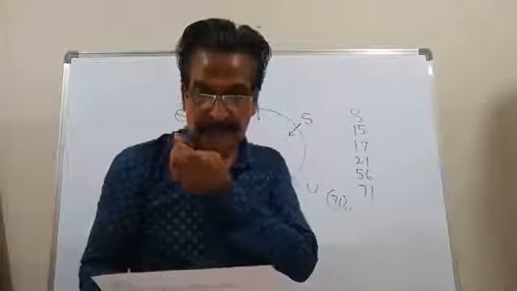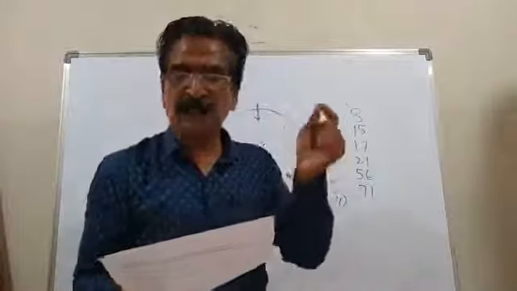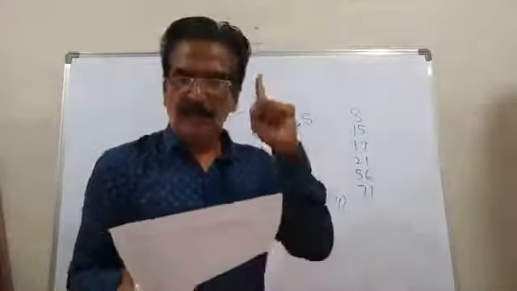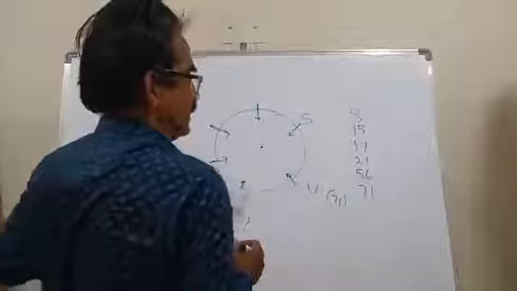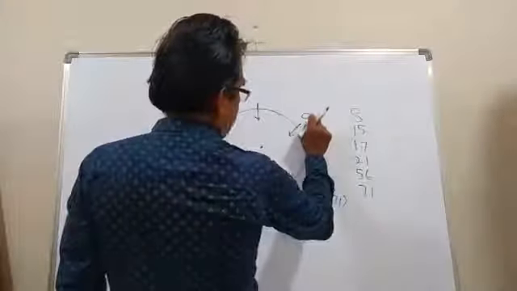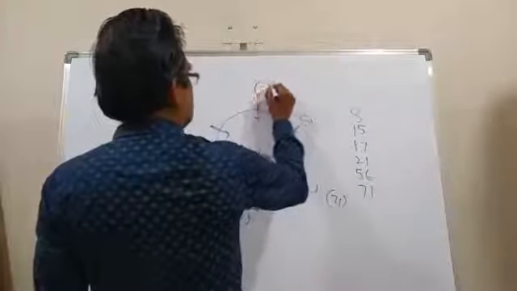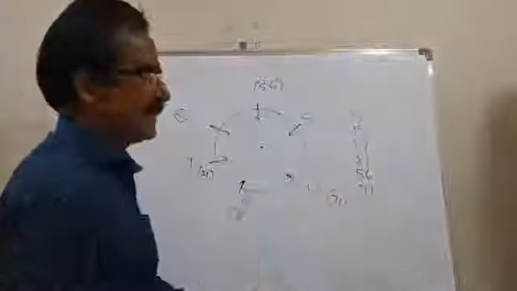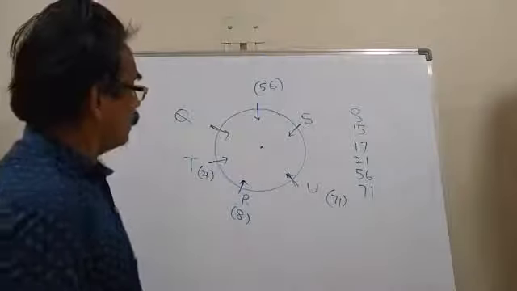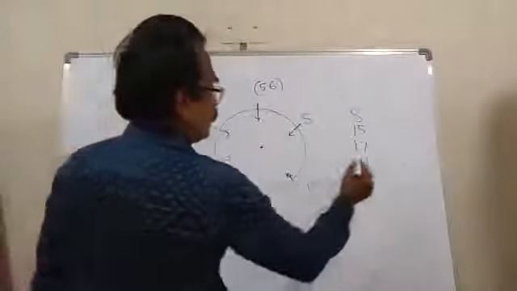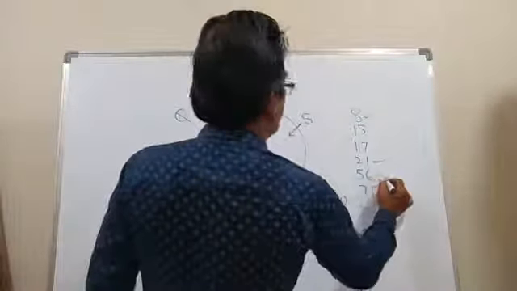Let us see the last statement. One person sits between U and the person who scored 56 runs. So that person is guessed. Okay. Now all 4 scores are gone. 21 is over, 8 is over, 71 is over, 56 is over.